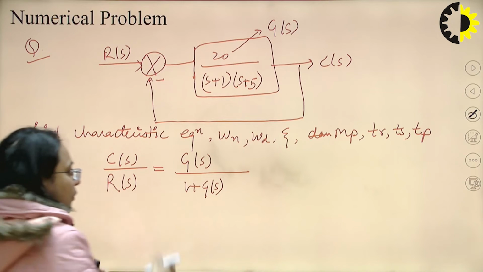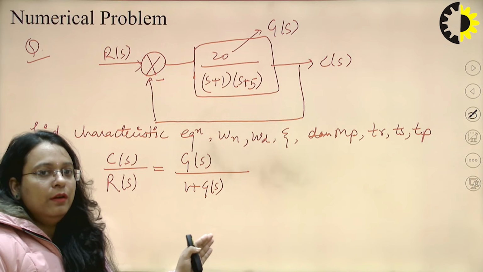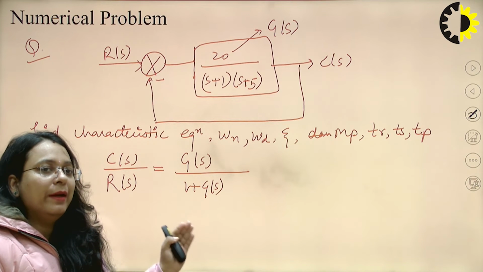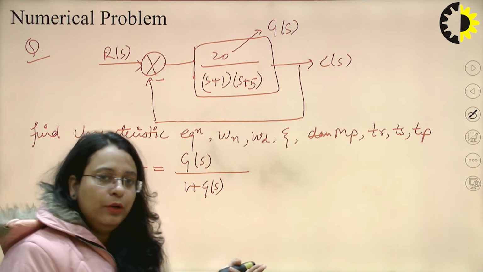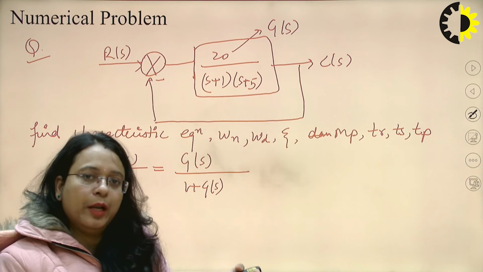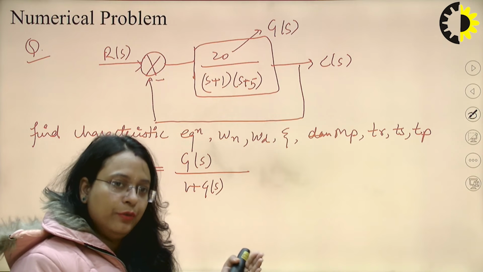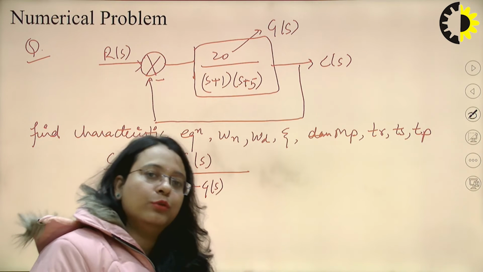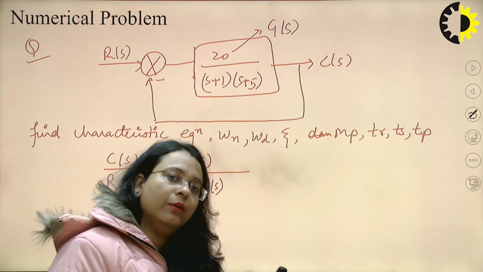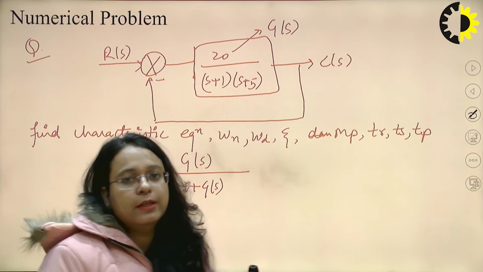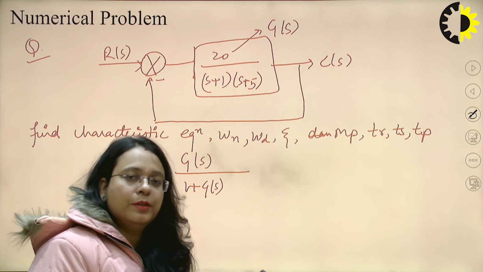Okay, first we find out the value of the transfer function, then we'll compare it with the standard transfer function. By comparing, we'll get the value of natural frequency and the damping ratio. Then once we get the value of natural frequency and the damping ratio, we will calculate the value of damping frequency, and we are also able to calculate the value of peak overshoot. Okay, and similarly, we can also calculate the value of rise time and the settling time.